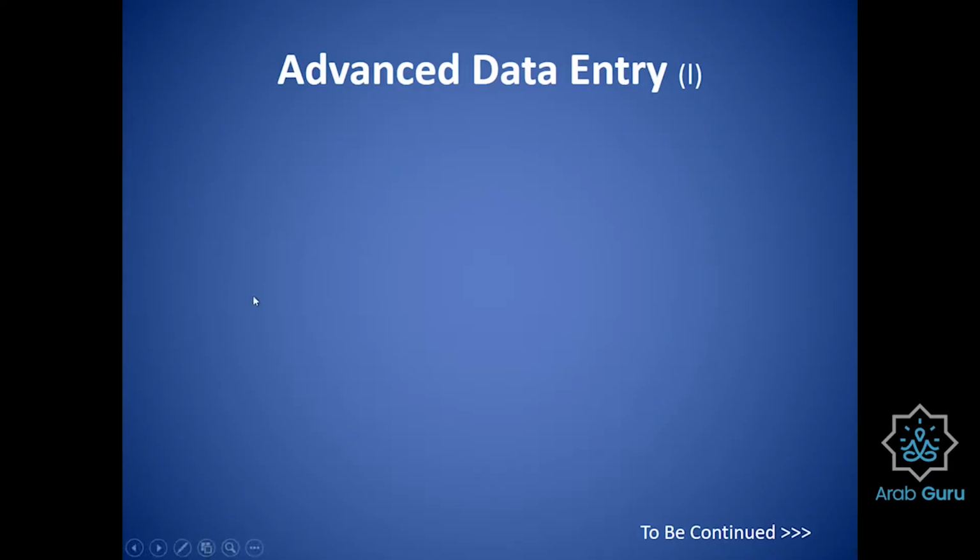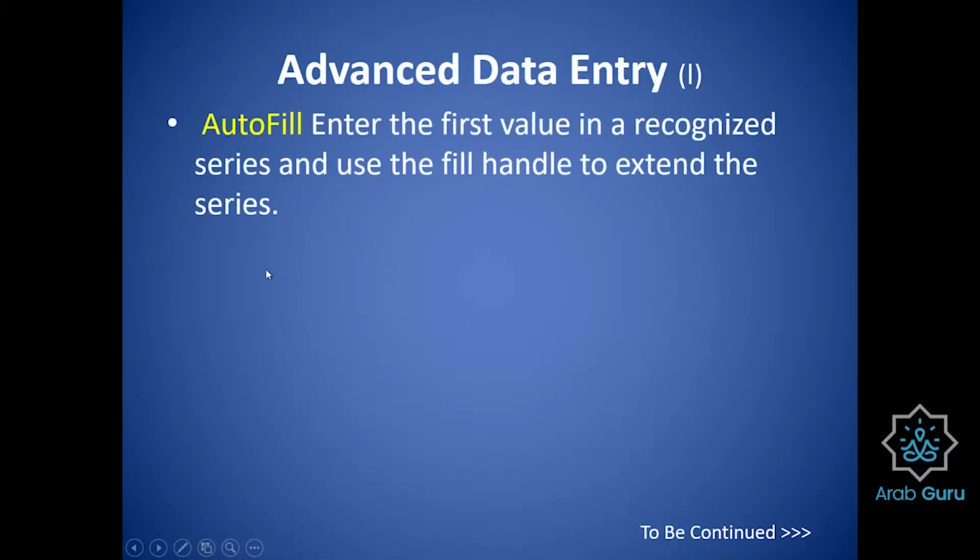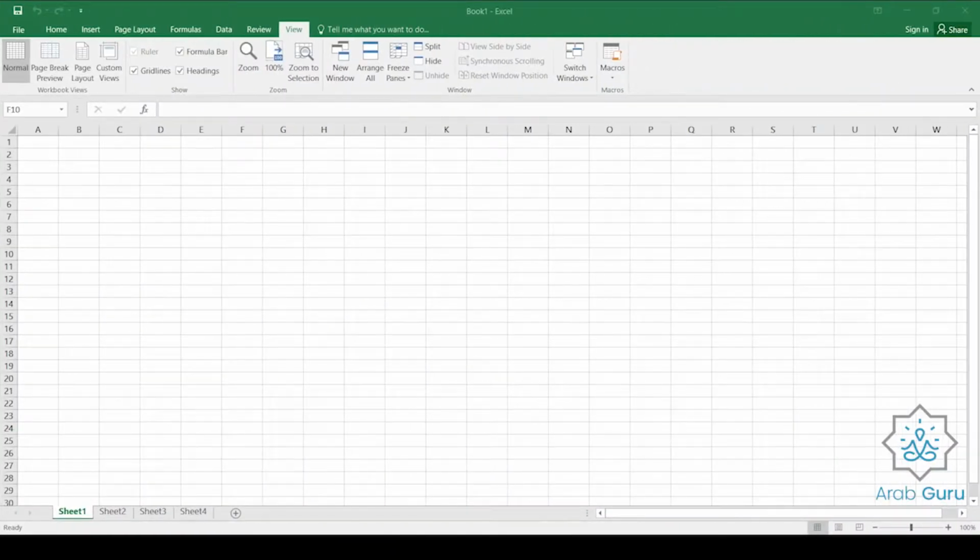Advanced data entry. Let's start with the autofill. What does this mean? In Excel, of course, you can type some things. For example, you can type numbers like 1, 2, 3. You can type dates like 1st of Jan 2021. You can type a day like Sunday, and so on.